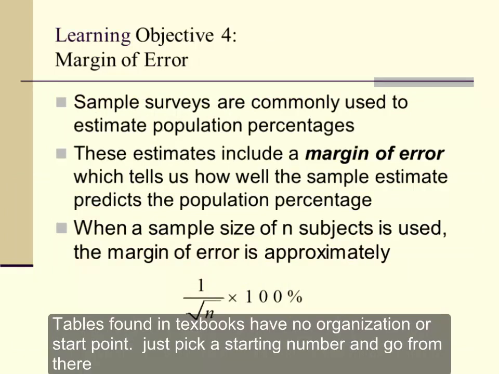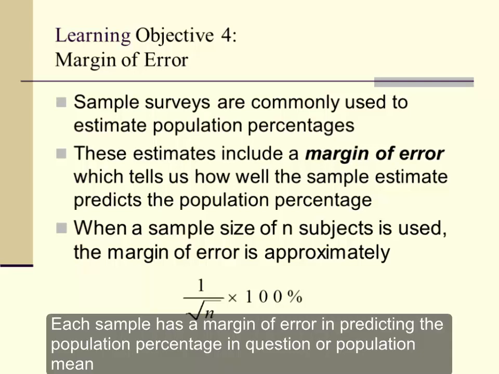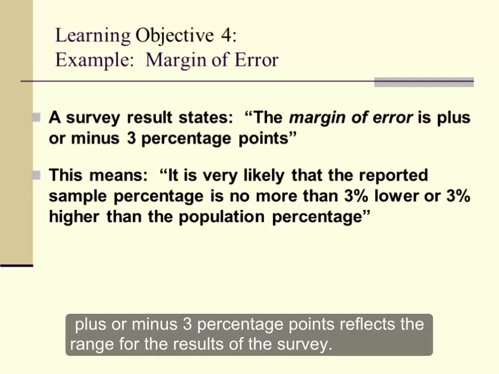Each sample has a margin of error. Samples, surveys, and the percentages give you a margin of error. It tells how well the sample design predicts the population that you're looking at. A margin of error of plus or minus 3 percentage points is common. This means that the true value falls within a range for the population that you're looking at.